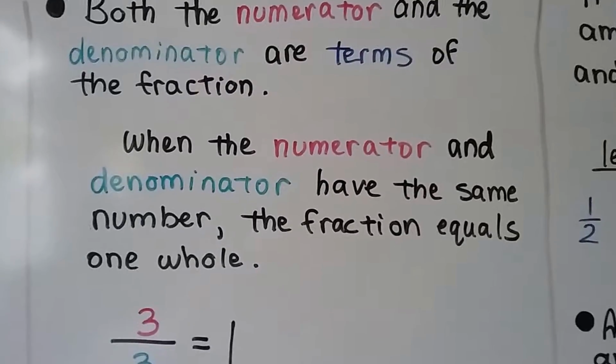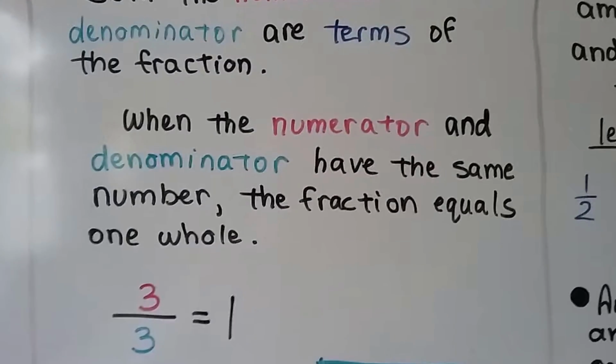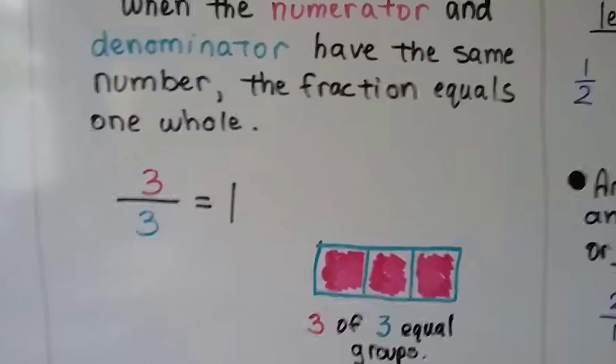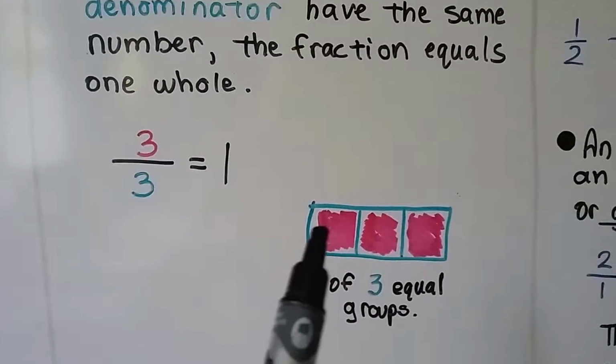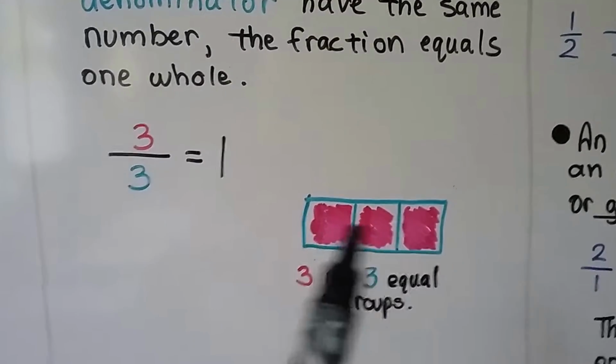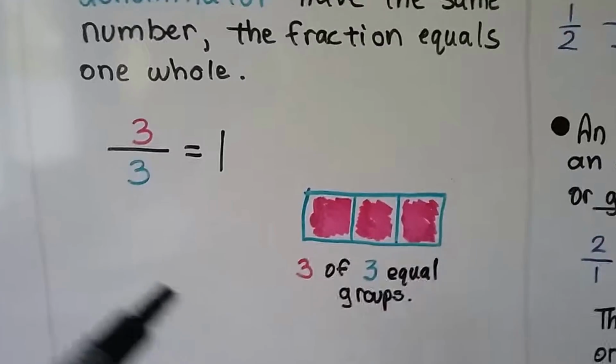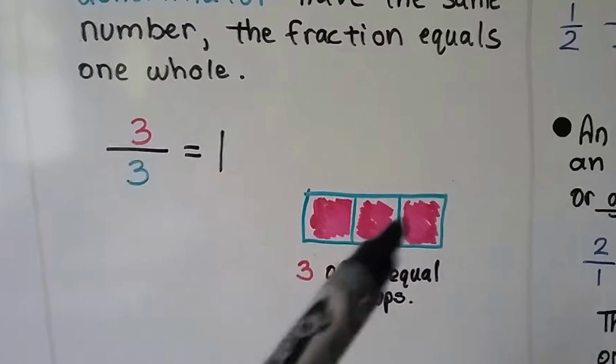When the numerator and denominator have the same number, the fraction equals 1 whole. If you have a candy bar and it's broken into 3 pieces, and you have all 3 that you're going to eat, you've got 3 of the 3, you've got the whole candy bar.